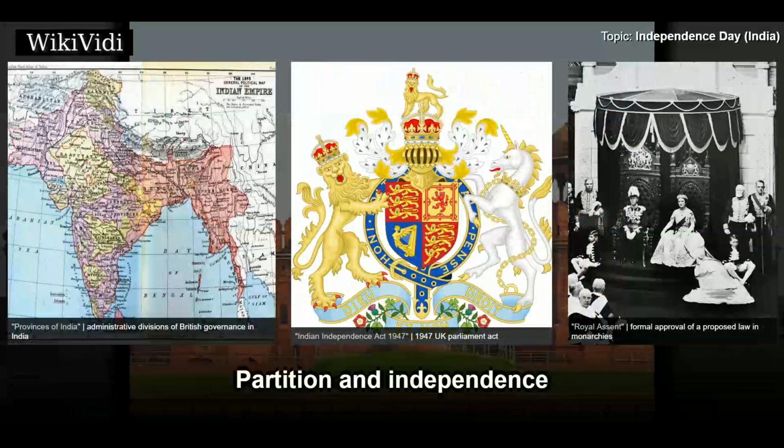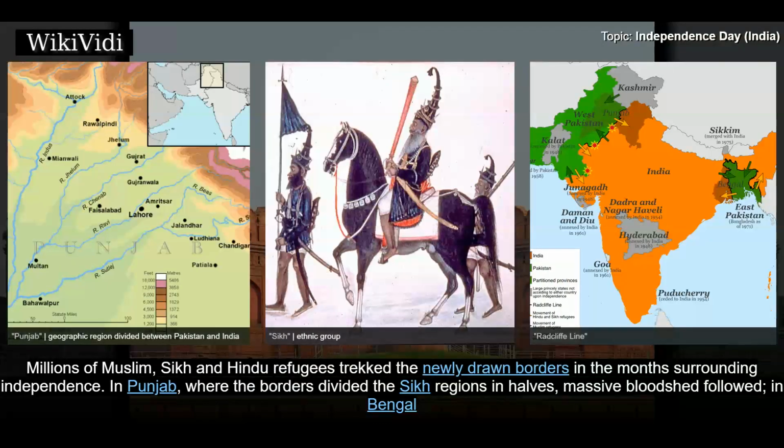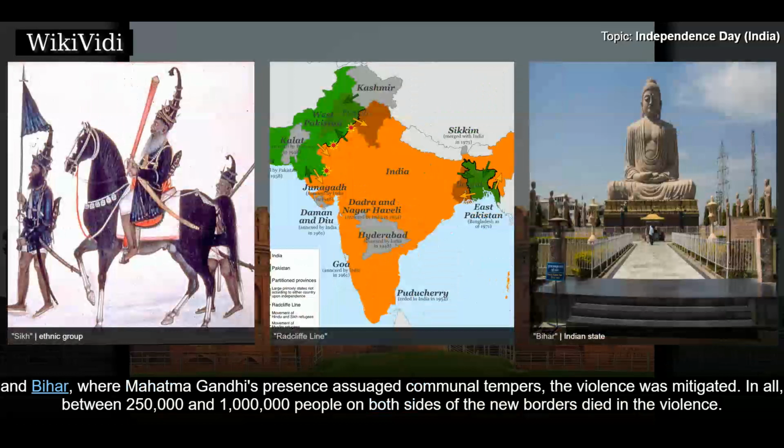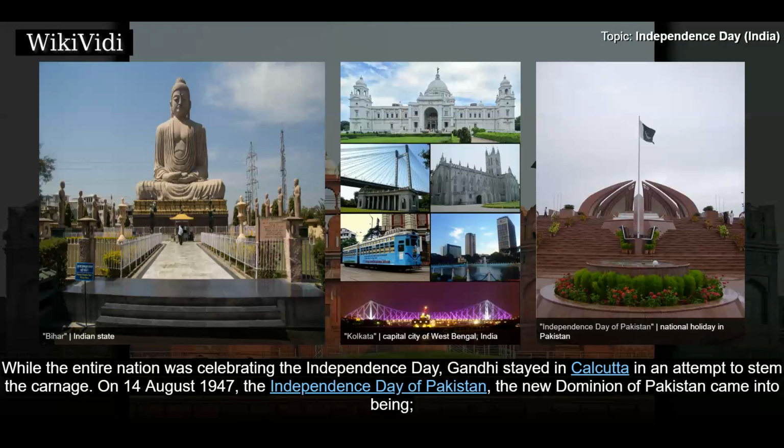Partition and independence. Millions of Muslim, Sikh and Hindu refugees trekked the newly drawn borders in the months surrounding independence. In Punjab, where the borders divided the Sikh regions in halves, massive bloodshed followed. In Bengal and Bihar, where Mahatma Gandhi's presence assuaged communal tempers, the violence was mitigated. In all, between 250,000 and 1 million people on both sides of the new borders died in the violence. While the entire nation was celebrating the Independence Day, Gandhi stayed in Calcutta in an attempt to stem the carnage.